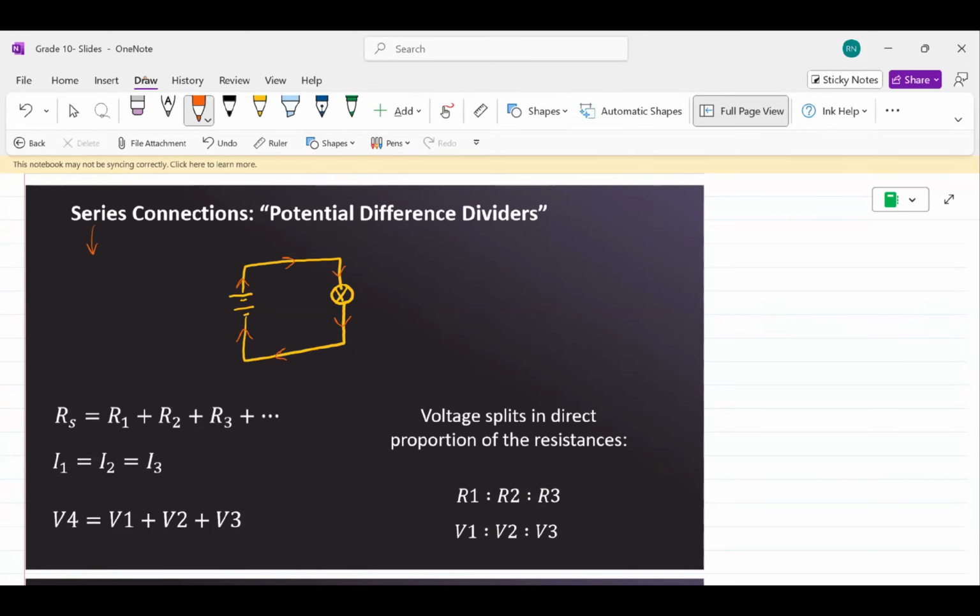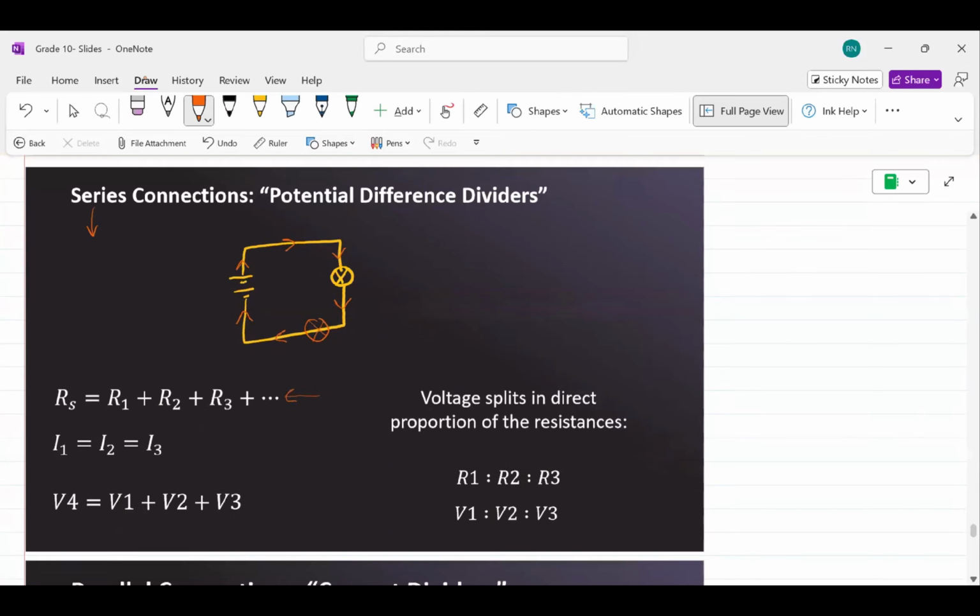But if we have multiple different resistors in our circuit, then to calculate the total resistance, we just add them up. Our current throughout the circuit is going to be the same, so there's no division of our current. So our current here is going to be the same as our current here, and the same as our current here. And the voltage, if we have more than one resistor, we add those up. So voltage of 1 plus voltage of 2 will equal the total voltage, which is the voltage that our battery is going to provide.